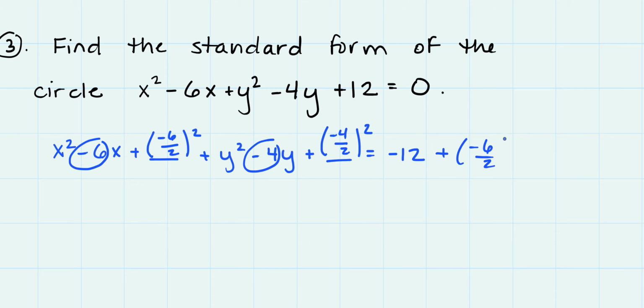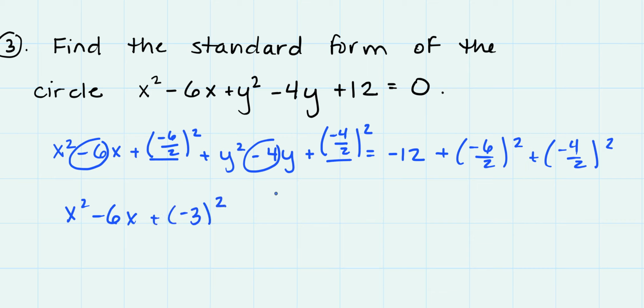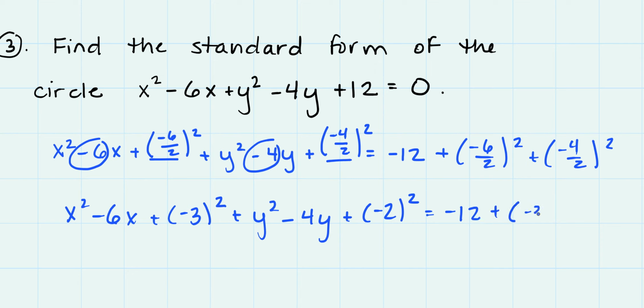We have negative 6 over 2 squared, and we have negative 4 over 2 squared. So this becomes x squared minus 6x. Let's simplify this inside. That is a negative 3 squared, plus y squared minus 4y plus negative 2 squared, is equal to negative 12 plus negative 3 squared plus negative 2 squared. Again, we're going to simplify this side. So we're going to square these numbers and add all of these numbers together.